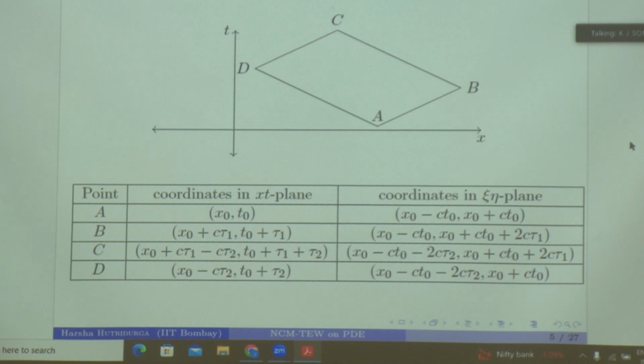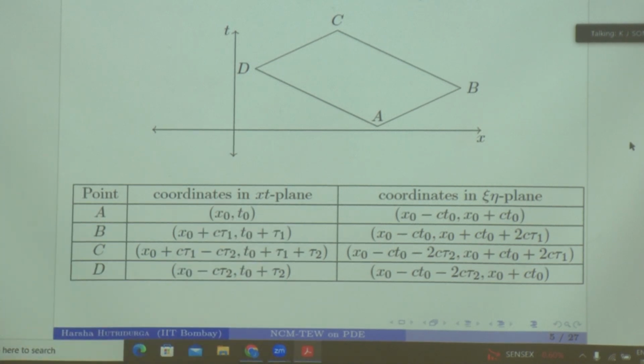And then from here you draw another line of slope c now, and you reach until here and you call it D. And that fellow, see, this is the same as drawing a line of slope minus c starting at this point. So this will have x naught minus c tau 2, because that's the amount you are going, and then the y coordinate will be t naught plus tau 2. Okay. So what we are doing is we are starting at this point and we are drawing lines of slope c here, slope minus c here, slope minus c here, and slope c here, and you get those 4 points, and these are the corresponding coordinates that you get in the xt plane.